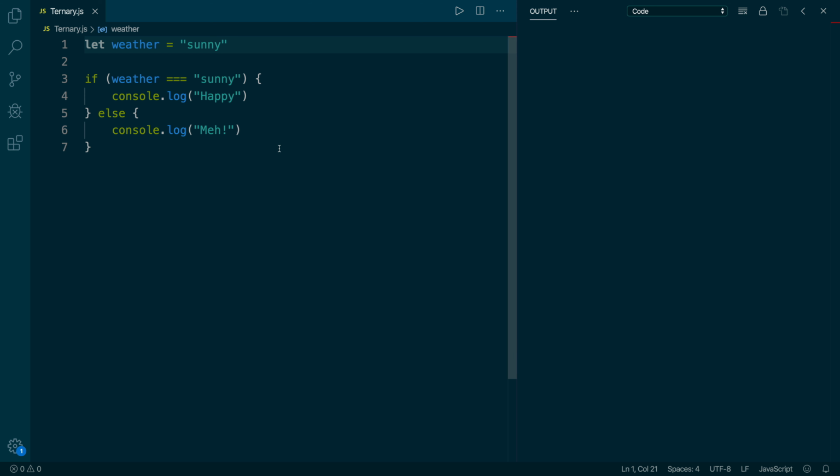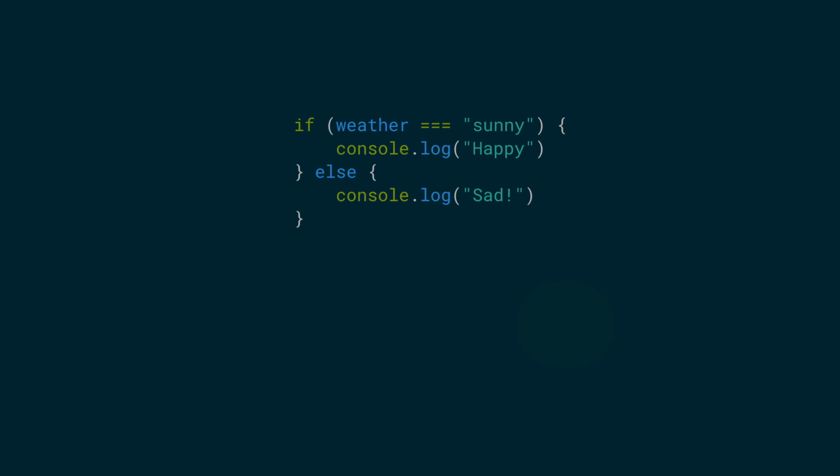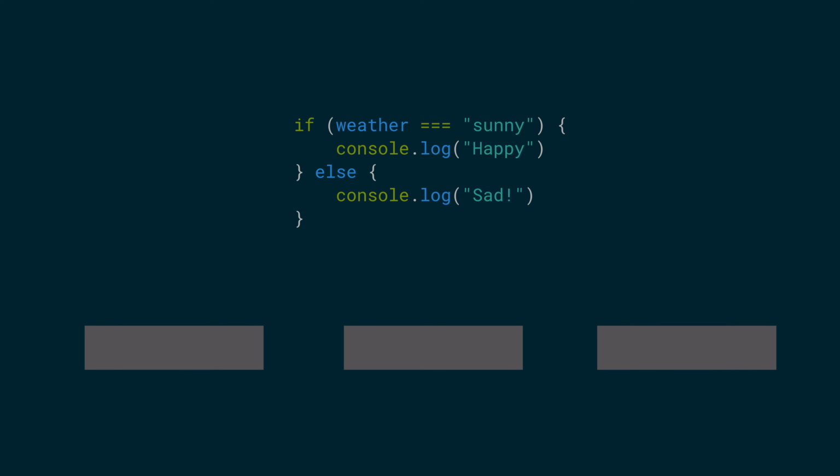Now we can use the ternary operator to write the if statement from line 3 to line 7 into a single line. The ternary operator is the only JavaScript operator that takes in three operands: a condition, followed by a question mark, and then followed by the expression to execute if the condition is true. It is then followed by a colon and then followed by the expression if the condition is false.